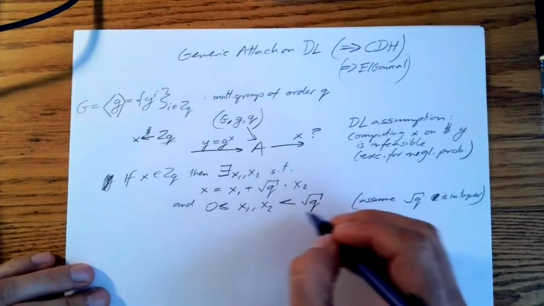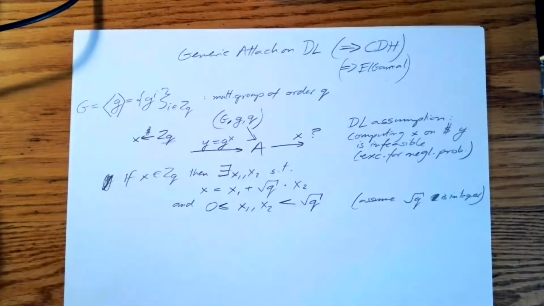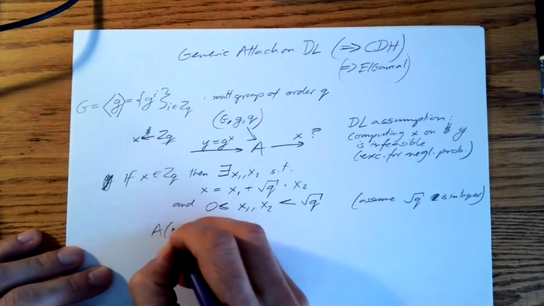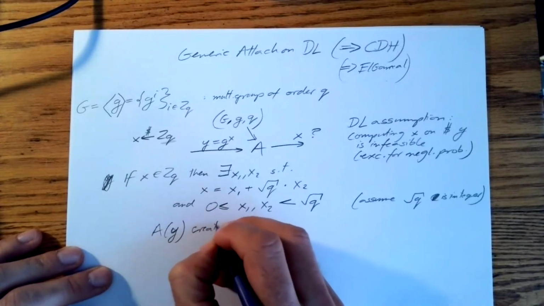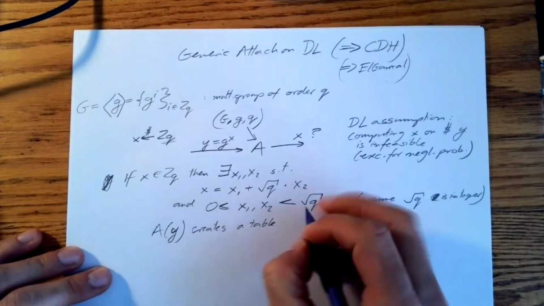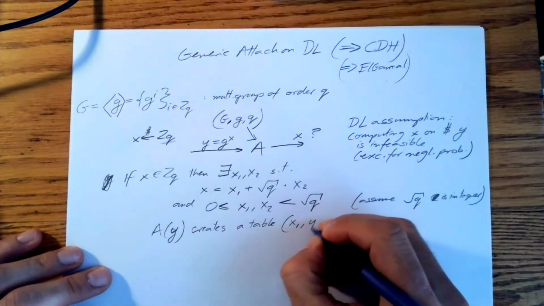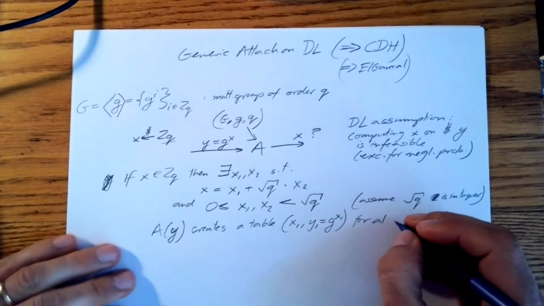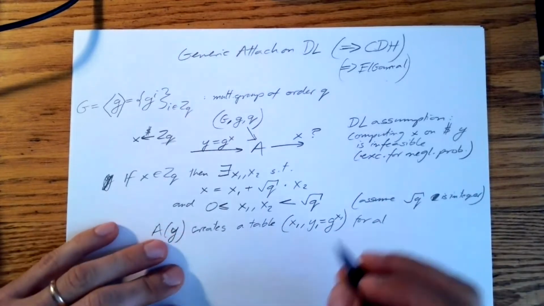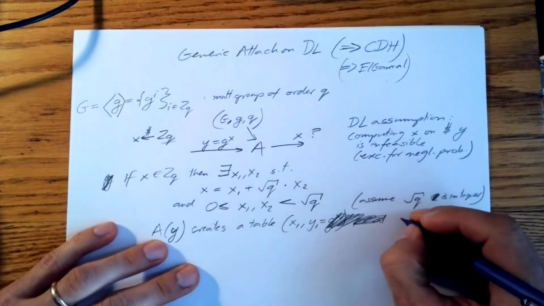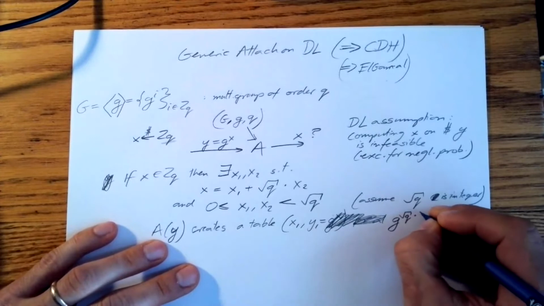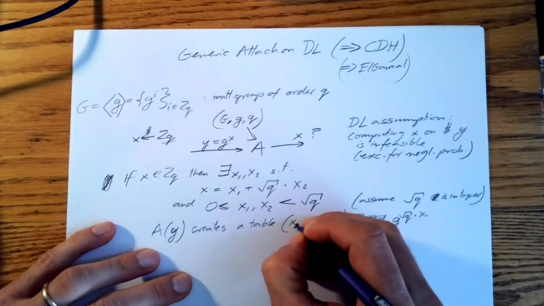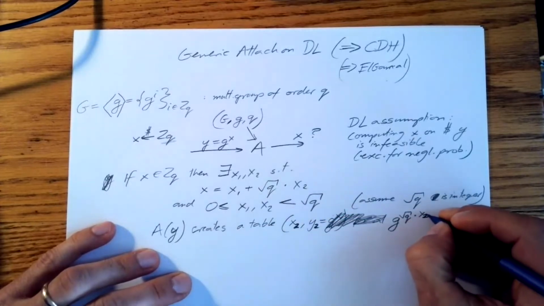Okay, and if it's not, then just take a ceiling of this. How can I use this in an attack? Well, given Y, create a table of values X1 and Y1, which is g to the x1, for all x1 in the range, and then g to the square root of q times x2, Y2, like that.